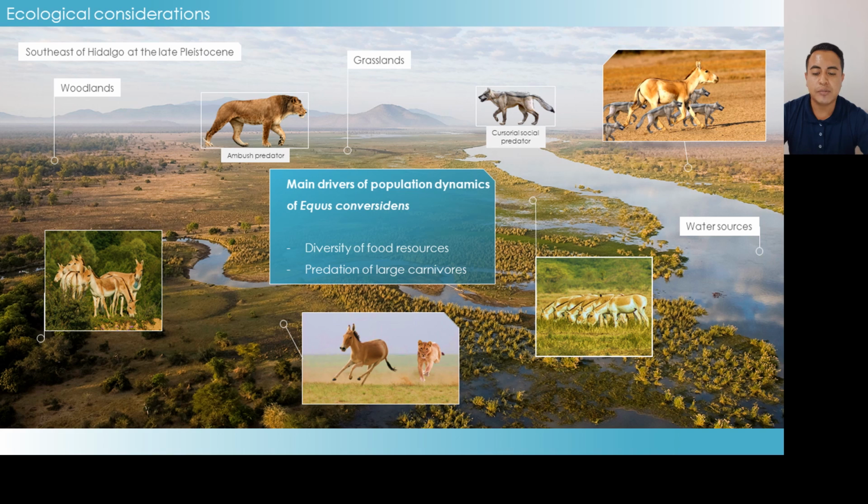Suppose we assume that ecological processes that act on the population of Equus conversidens are similar to the processes that act on the population of Equus quagga. In that case, we can hypothesize that the Equus conversidens population has probably been subject to different predation intensities. However, this should not have been a limiting factor due to the availability of resources and other potential prey for predators.